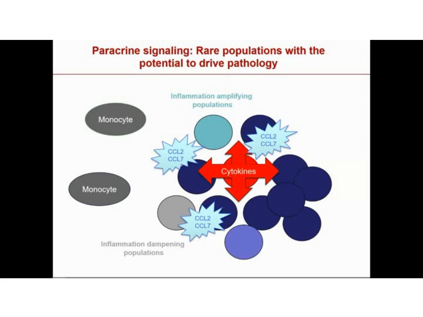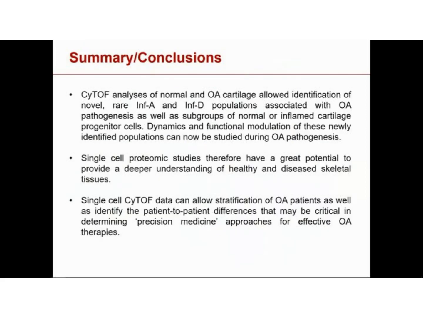So in summary, single-cell proteomic studies therefore have a great potential to provide a deeper understanding of healthy and diseased cartilage or skeletal tissues. And this can allow stratification of patients and thereby lead to a better precision medicine sort of approach, which I think is really needed for OA patients if we are to have a meaningful therapy at some point of time. With this, I want to thank my lab.